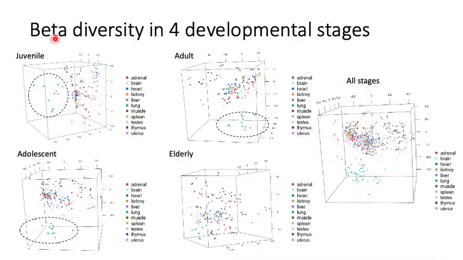Next, we performed a beta diversity analysis in the 4 developmental stages. From these 3-dimensional principal coordinates analysis, PCoA plots, we can see the lung samples showed notable separation from other tissues in the juvenile, adolescent, and adult stages, but the separation was not visible in the elderly lungs.